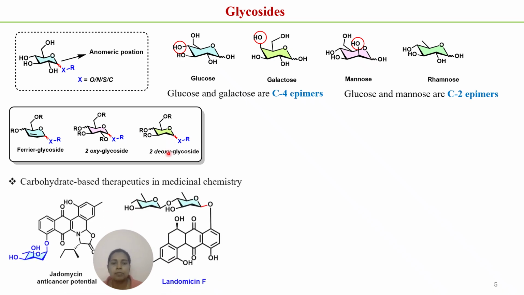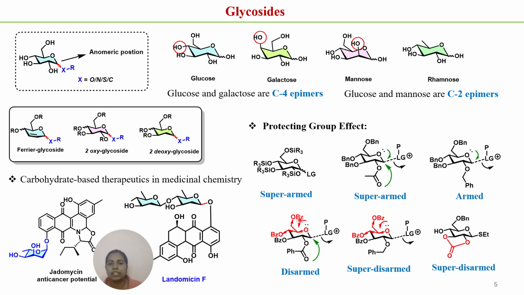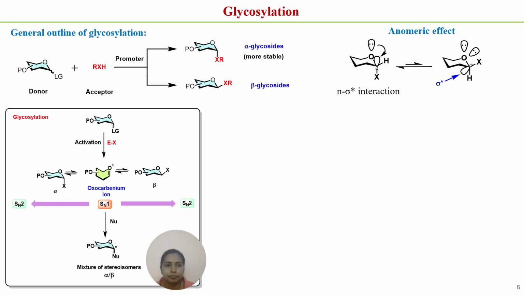And these glycosides are very important because a wide range of natural products and drug molecules contain this glycoside as a chiral building block. And we can protect this hydroxyl group using various protecting groups such as silyl, benzyl, methyl, benzoyl, acetyl. And based on this reactivity, we can define it as armed or disarmed donors.